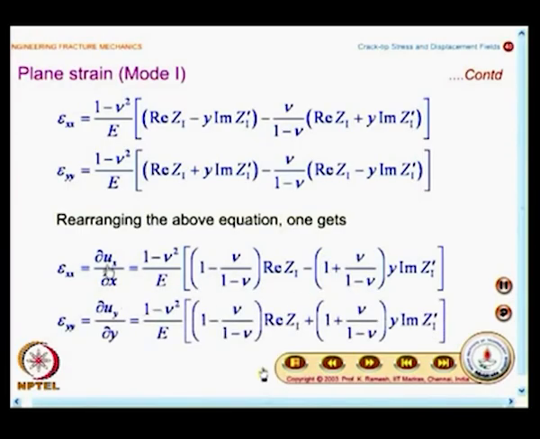So, I get dou u x by dou x equal to (1 minus nu squared) by Young's modulus, [(1 minus nu) by (1 minus nu) multiplied by real part of z1 minus (1 plus nu) by (1 minus nu) y imaginary part of z1 prime]. Then epsilon y y equal to dou u y divided by dou y equal to (1 minus nu squared) by E multiplied by [(1 minus nu) by (1 minus nu) real part of z1 plus (1 plus nu) by (1 minus nu) y imaginary part of z1 prime].